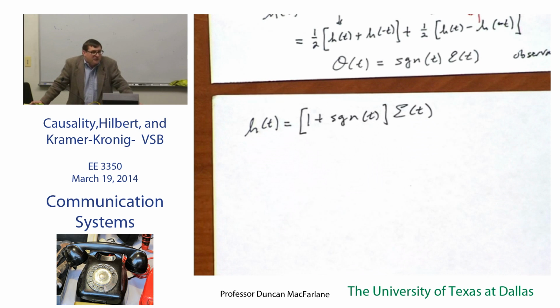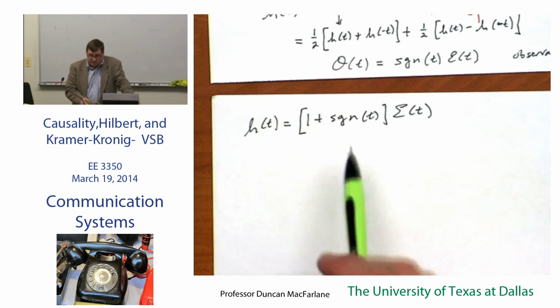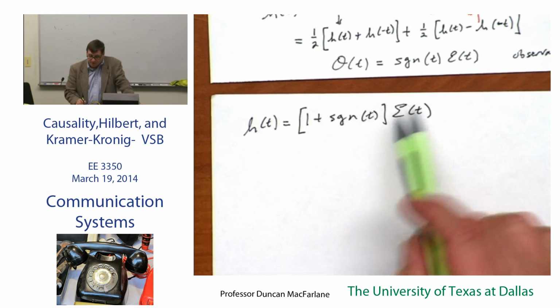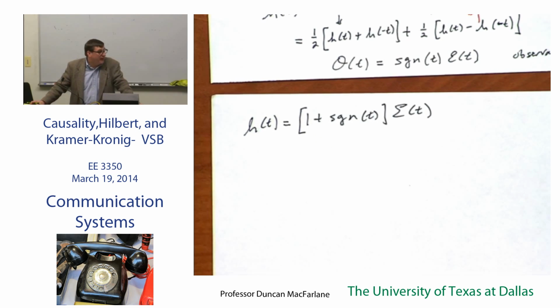is write the impulse response as 1 plus the signum of t times the even part of t. Okay? Now, notice that last time, when we were doing single sideband, we had something that looked very much like this. We had a 1 plus signum of omega multiplied by M of omega. Okay?